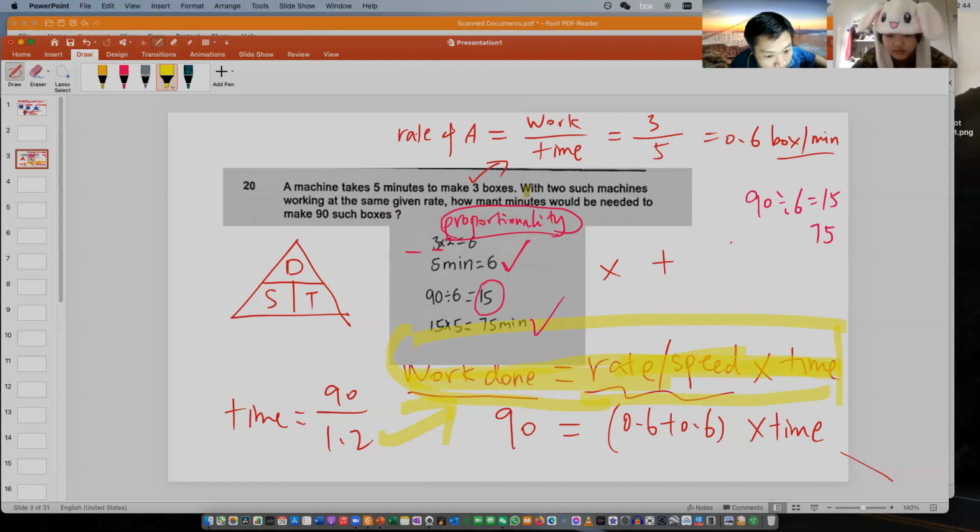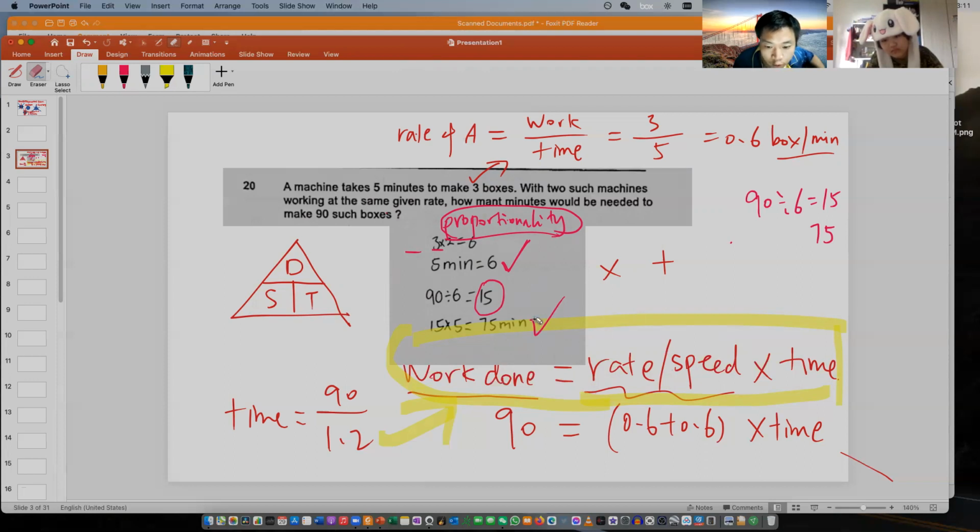Pardon again? Please don't highlight. Don't highlight, it's making it hard for me to see. Oh, okay. So let me just uncolor it. Okay. So work done is equal to rate or speed times time. I think I talked about this formula in my last lesson, but I never went in depth. So that's why I want to take the opportunity to go in depth this time.